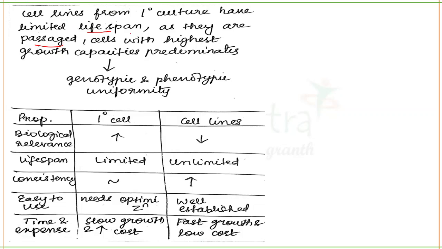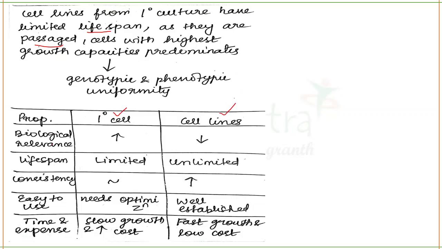Cells with highest growth capacities will be predominating and all of the cells will have genotypic and phenotypic uniformity. Okay, so let's understand some of the differences between the primary cell culture and the cell lines.